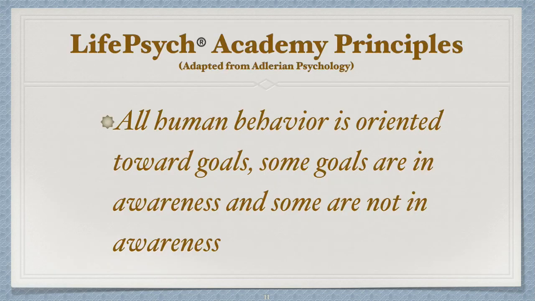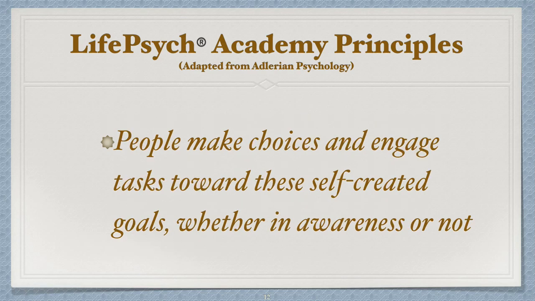Now, the basic assumptions under all of this, and these are adapted from Adlerian psychology. All human behavior is oriented toward goals. Some goals are in awareness. We're very familiar with them consciously, and some are not in awareness. A second assumption is that people make choices and engage tasks toward these self-created goals, whether in awareness or not.